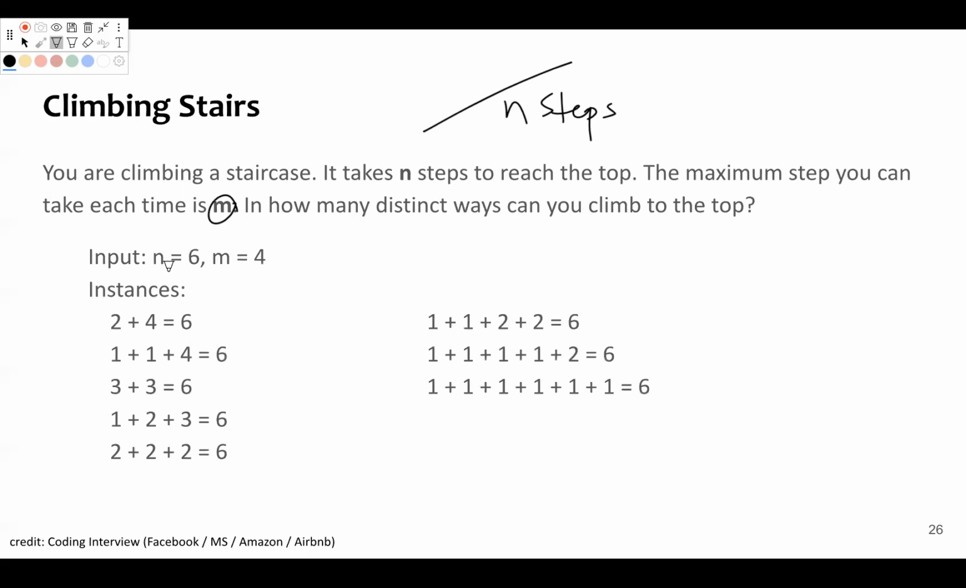So for example, let's say n is 6 and m is 4. This is how you can add numbers to reach 6. The maximum number you can use is 4. So for instance, you can add 2 and 4 to make 6, or 1, 1, 1, 1, 1, 1 to make 6. It is quite hard to solve this problem using iteration or other techniques. Can you come up with how you can implement this climbing stairs function? Think about it for a moment.